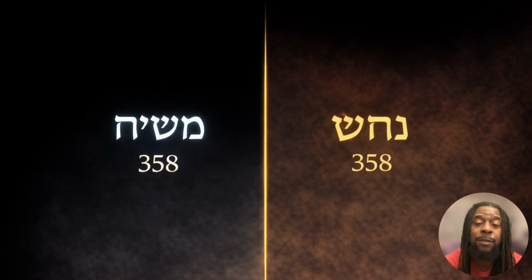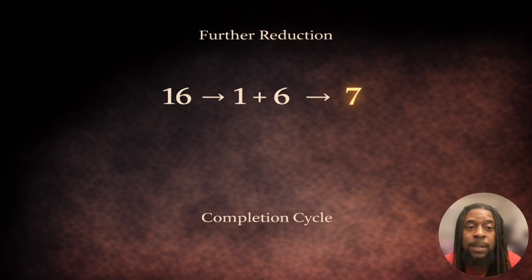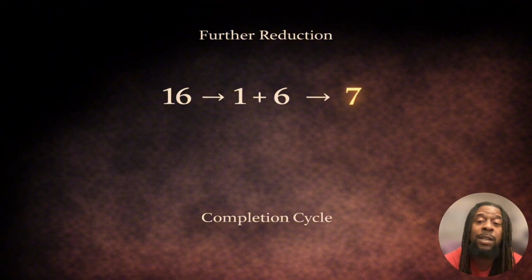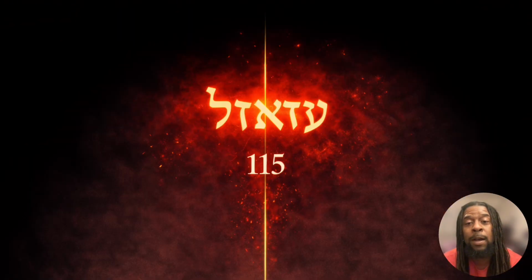Let us look at the reduction. 358, 3 plus 5 plus 8 equals 16. And you go down, 16, 1 plus 6 is 7. 7 marks covenantal completion cycles. All right. Azazel equals 115.